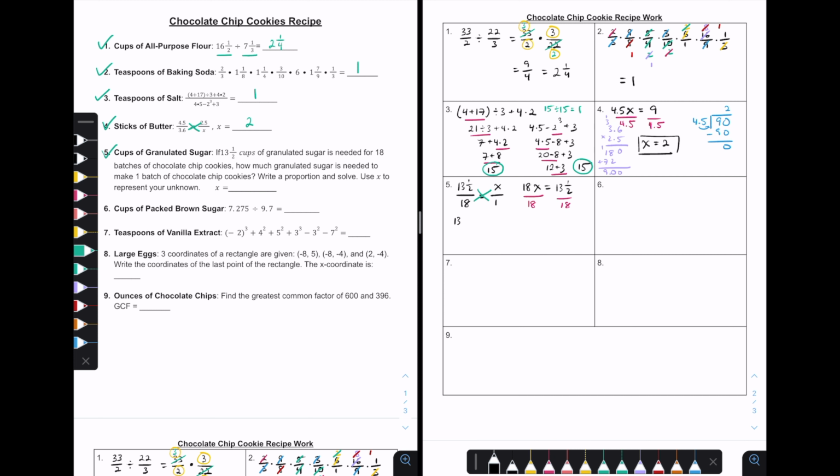So what is 13.5 divided by 18? This is 27 over 2 divided by 18 over 1, which is 27 over 2 times 1 over 18. We cross cancel, divide by 9, divide by 9. Then if we multiply 3 times 1, that's 3. 2 times 2 is 4. So we're going to get 3/4. That's how much granulated sugar we need here.